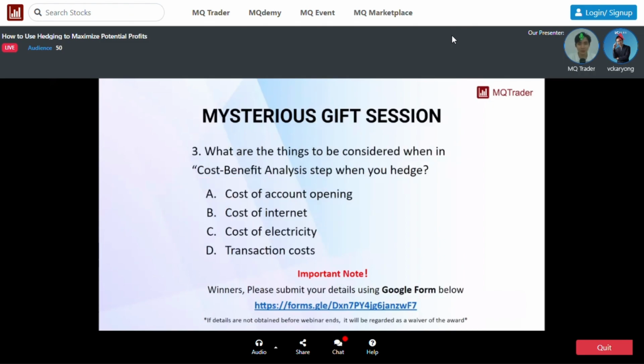What are the things to be considered in the cost-benefit analysis step when you hedge? Well, I see some of you are quite fast with it. Any more answers? All right. So I believe I saw the correct answers already. And the correct answer for the last question is D, transaction cost.